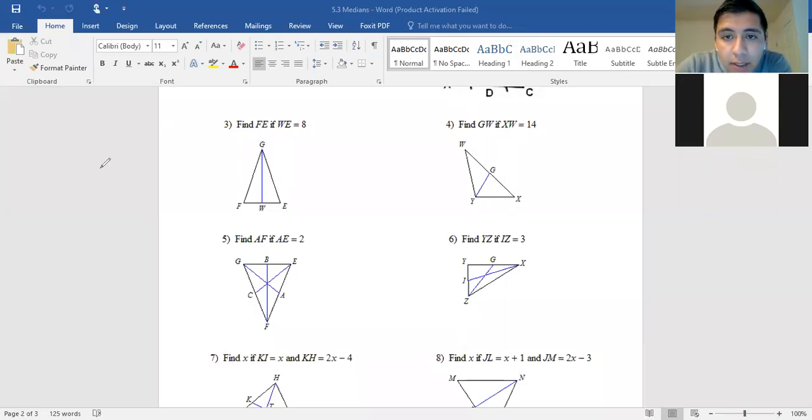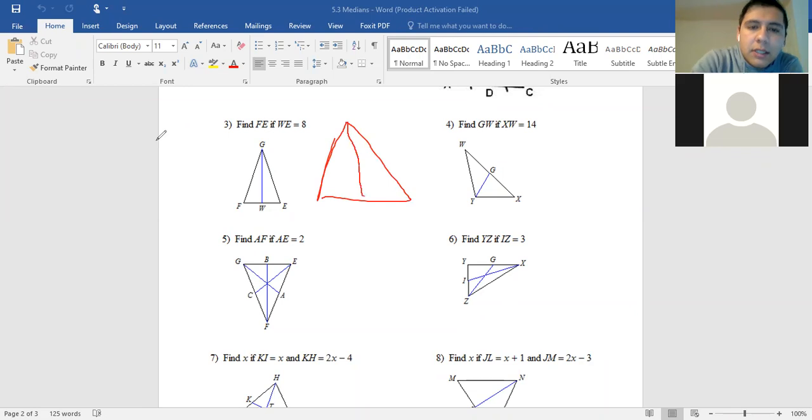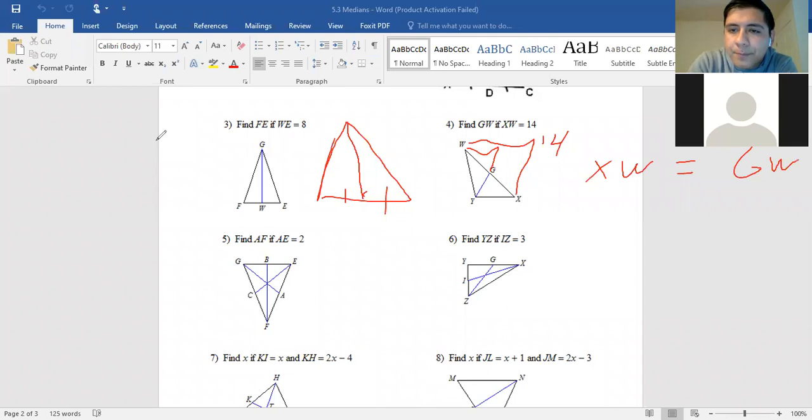But anyways, remember that when we have a median for a triangle, what we're going to do is draw out a line and it's going to split this into two equal parts, right? So it says, what's GW if XW is 14? So the entire thing is 14, right?